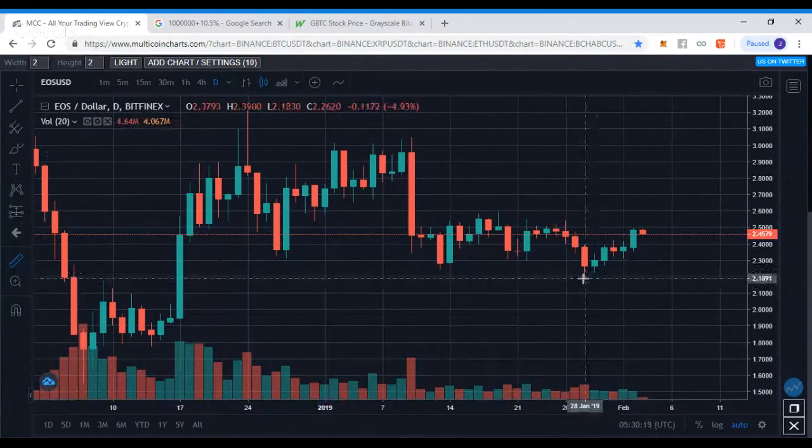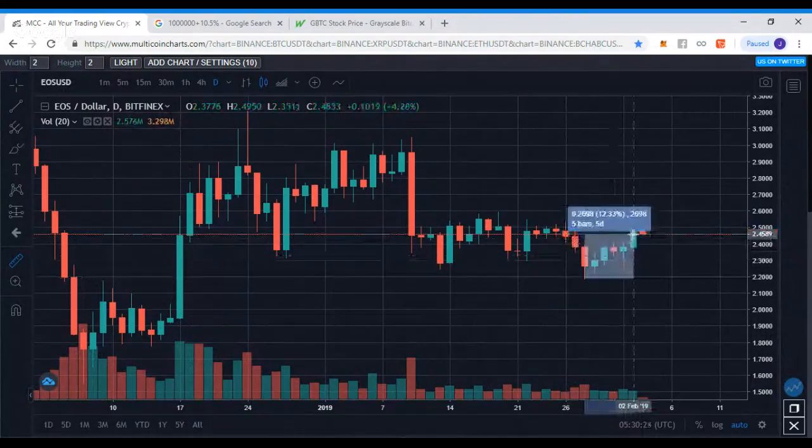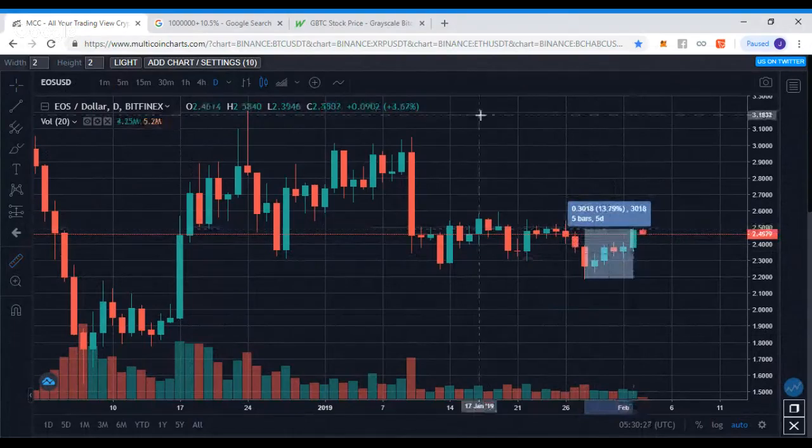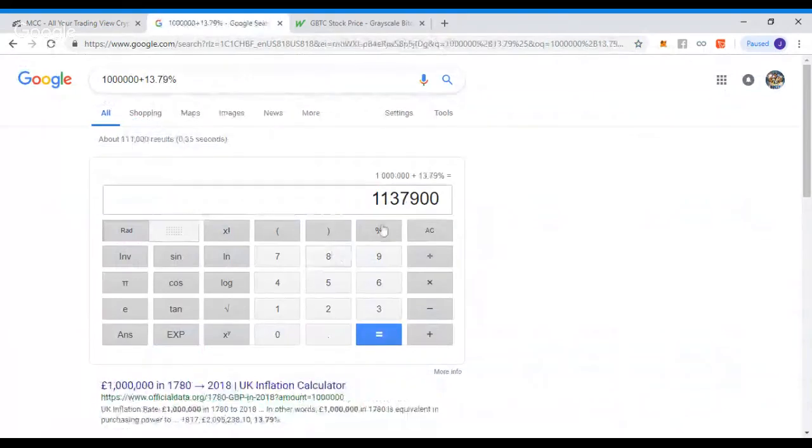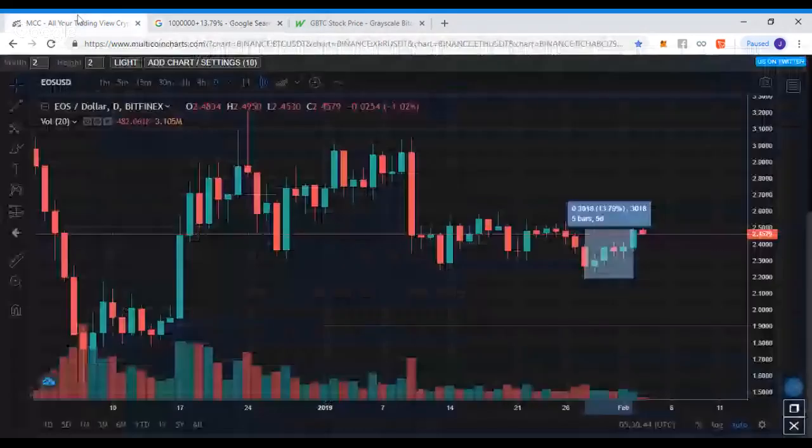Now, percentage-wise, let's see what type of gains we were looking at. We'll say a high within 5 days, 13.79%. Let's go crunch some numbers for our millionaire investor. 13.79% gains, $137,900, give or take a few.